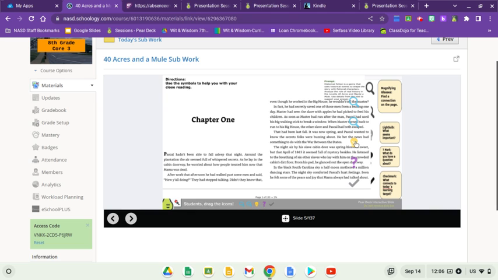Pascal hadn't been able to fall asleep that night. Around the plantation, the air seemed full of whispered secrets. As he lay in the cabin doorway, he worried about how people treated him now that his mama was dead.